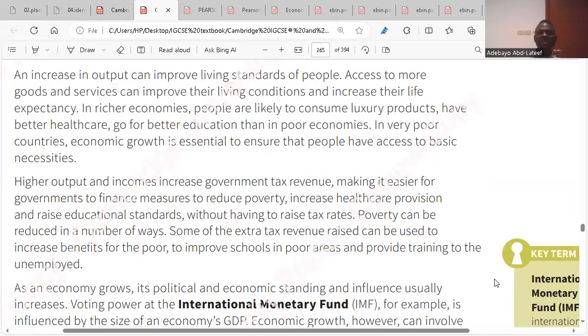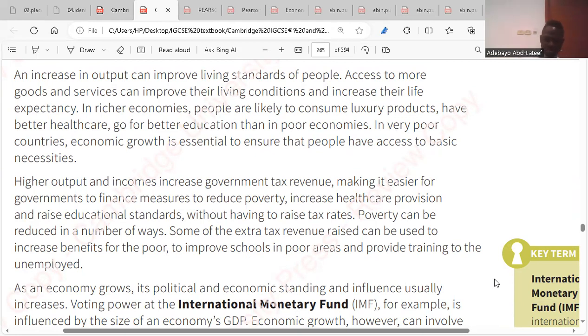They said an increase in output can improve living standards of people. Access to more goods and services can improve their living conditions and increase their life expectancy. In richer economies, people are likely to consume luxury products, have better healthcare, and go for better education than in poor economies. In very poor countries, economic growth is essential to ensure that people have access to basic necessities. So an increase in output will improve the living standards. Why? Because people have access to goods and services that can improve their living conditions.